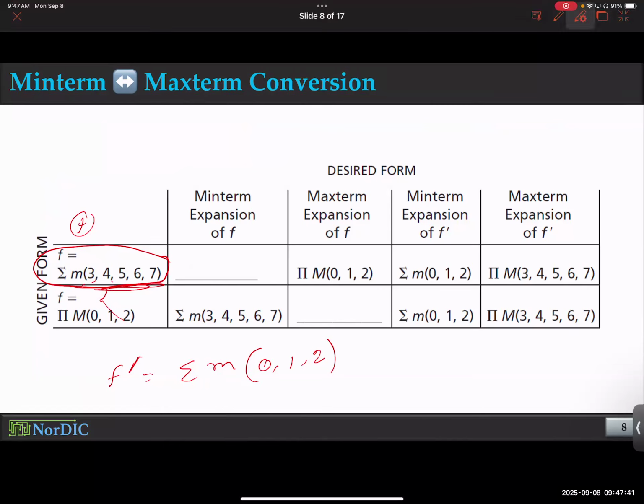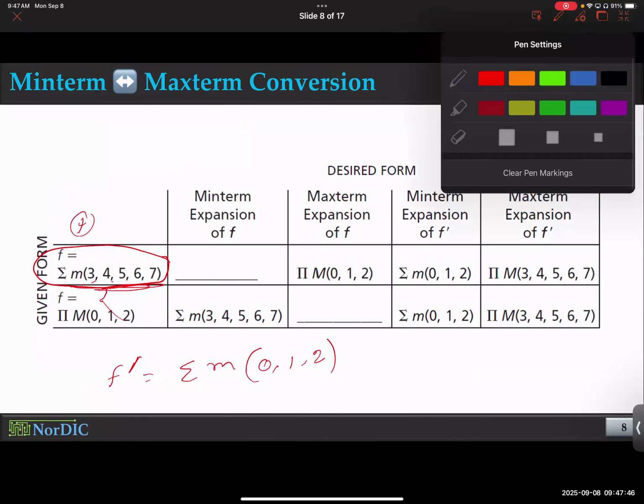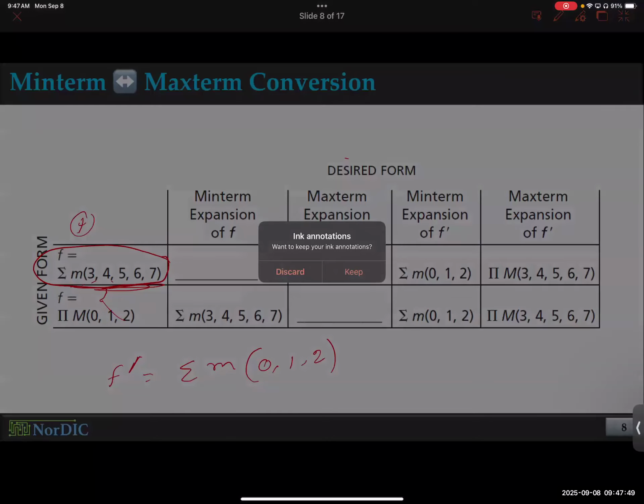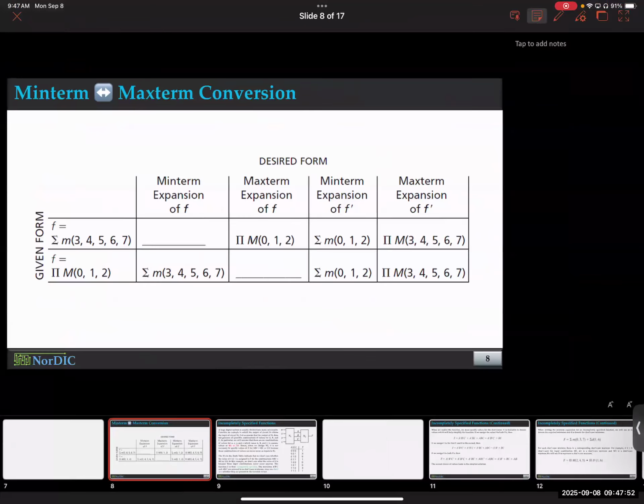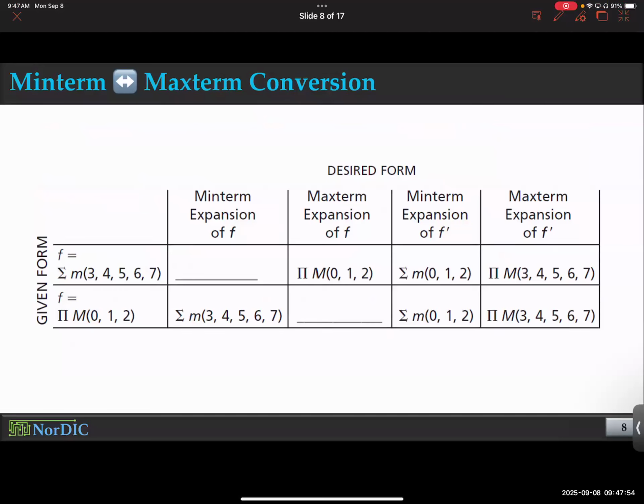Don't get confused with this thing, which I want to also explain. For the inverse of a function, you don't just get the missing numbers, you also express them in min-term format. So for a function in this format, 3, 4, 5, 6, 7, its inverse will also be expressed in min-term format: 0, 1, 2.